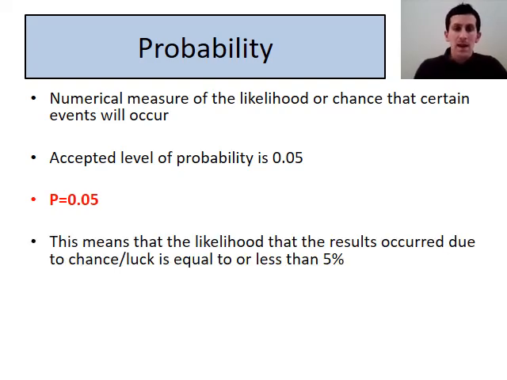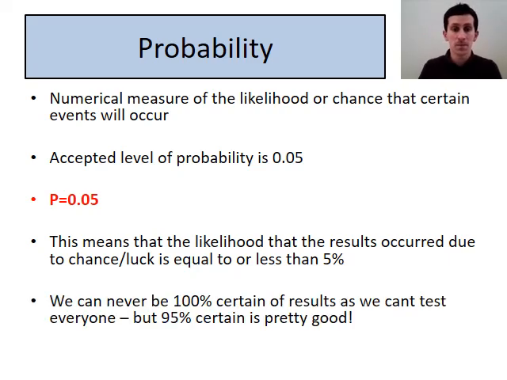And what that means is that the likelihood that the results occur due to chance or luck is equal to or less than 5%. Okay, so when you see that sign, it just means that the likelihood the results were down to chance is only 5%. So in other words, we can be 95% certain that our results were down to changes in the independent variable. So you've got to think, we can never be 100% certain of our results in psychology because we can't test every single person in the world. But by using this statistical measure, we can be 95% certain.